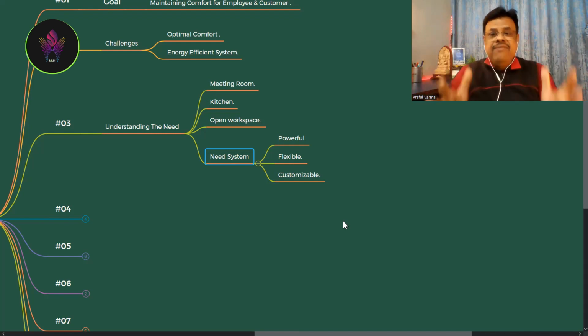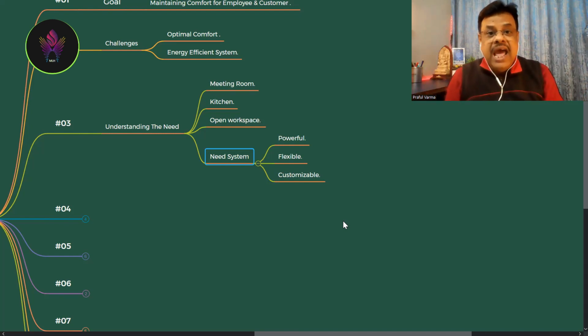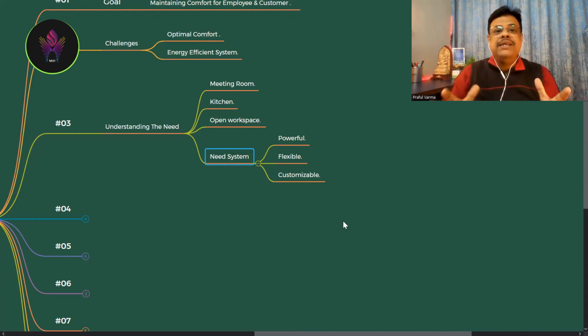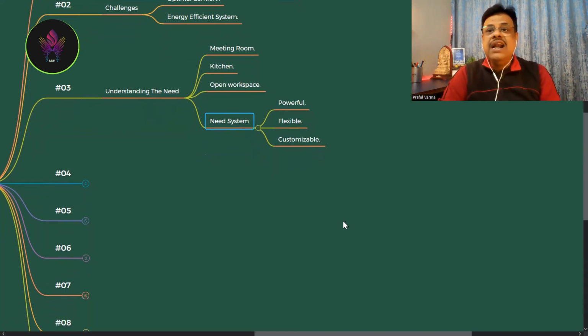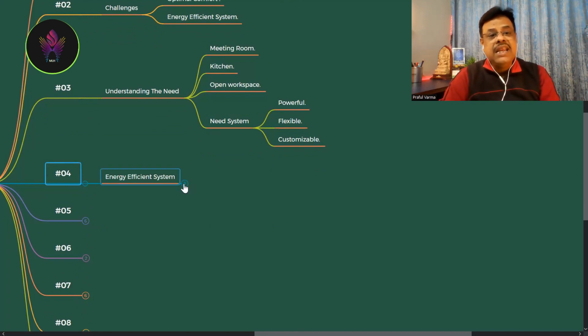So you have to consider every factor in mind, and you need a system which is more powerful, flexible in terms of application, and which you can customize based on the requirement, like a meeting room where you do not have engagement most of the time. These things you have to first understand, what the need is for that particular segment, and then next comes the energy efficient system.